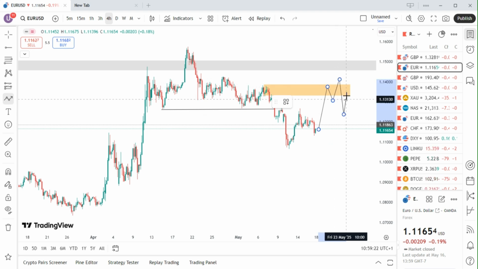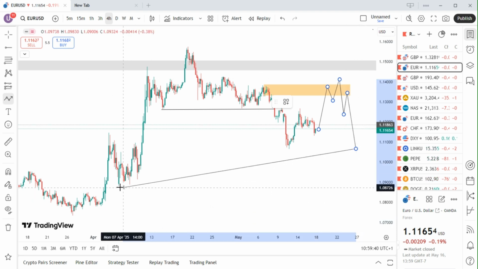Okay, then I'll take a sell from this zone, and the first level of take profit will be this liquidity here. Okay, and the stop loss will be above this 15 minutes time frame zone. Okay, and the second take profit will be the liquidity at this zone.